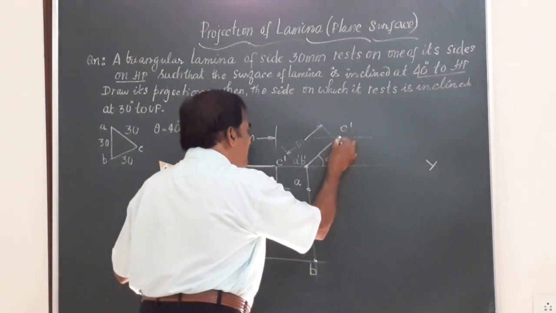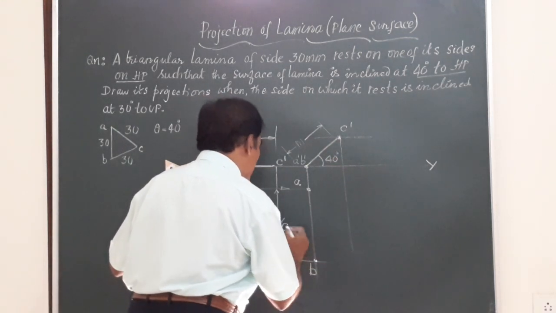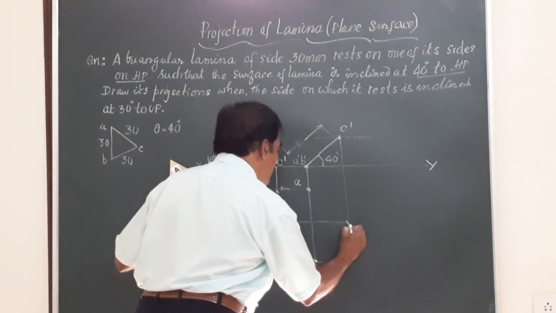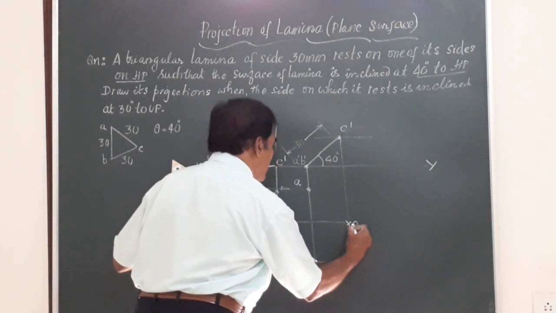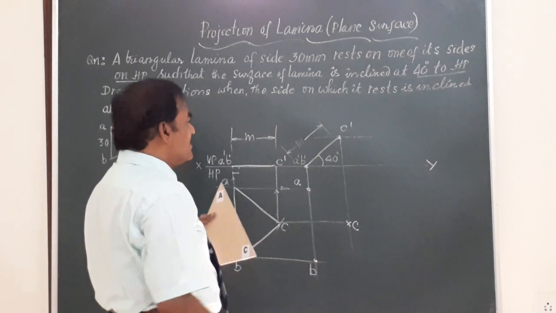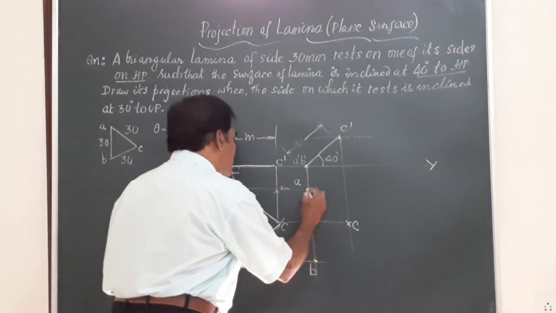Draw a vertical line from C, a horizontal line from C. Friends, this is going to be your point C. You have got ABC, 3 points. It is a plane surface.